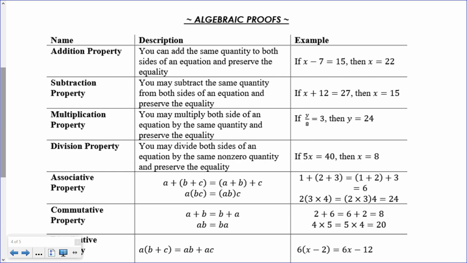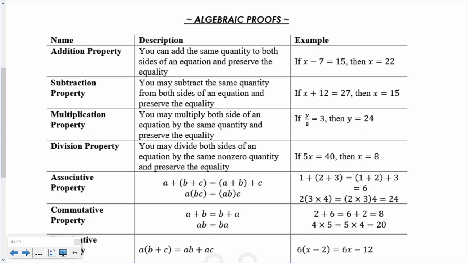So here's a little chart about all the different properties you guys could be using to solve. So the addition property, basically when you add something to both sides of an equation. So for example, if you had started here and then you went here, what did you do? You added 7 on both sides. You added 7 to get this to cancel, and then moved it over here to get 22.